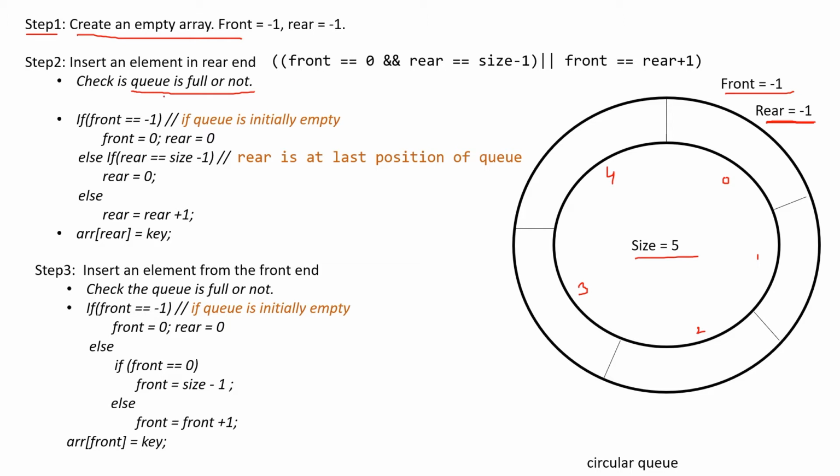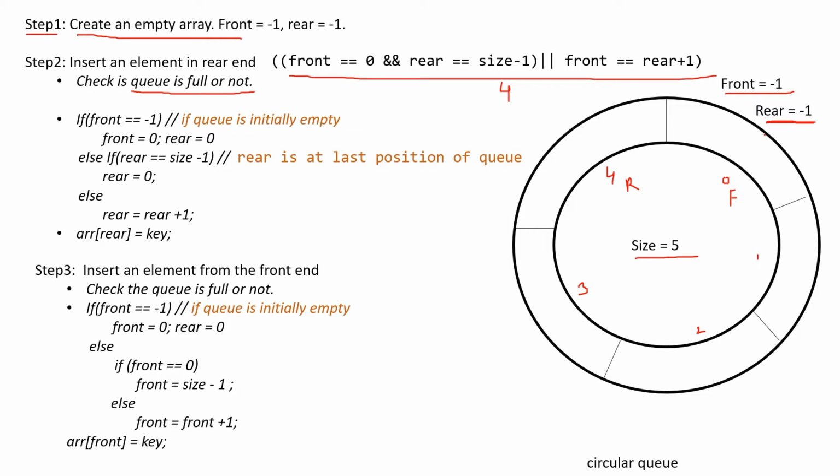Also, there is a condition with which we can verify it. To check whether the queue is full or not, we can use this particular condition. The condition says: if front is equal to 0 and rear is equal to size - 1, then this queue is full. So if front is equal to 0 and rear is pointing to size - 1, which means 4, so if my R is pointing here and my F is pointing here, it means that the queue is full, right?